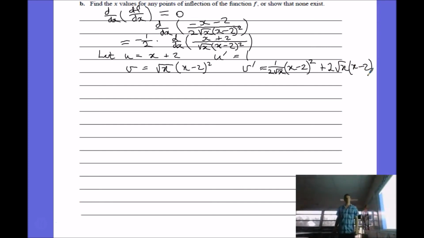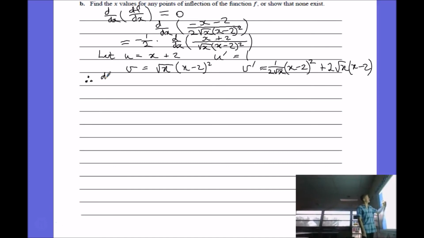Alright, now this derivative is where we're going to implement a little product rule differentiation. So it's going to be the derivative of the first multiplied by the second function, like so. Okay, then we're going to have plus the derivative of the second multiplied by the first, so we'll have a 2 square root x times (x minus 2). Okay, there's our v dash.